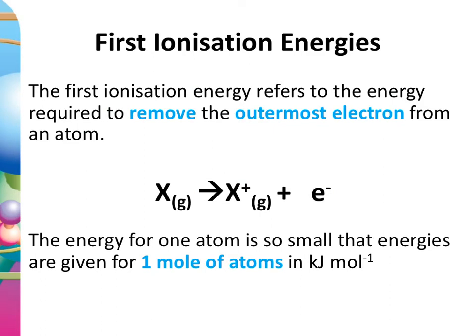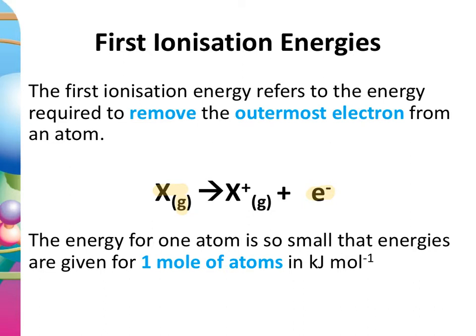Okay, so what do we mean by first ionization energy? We're really referring to the energy that's needed to remove the outermost electron from an atom. That's what's shown in the equation that we can see here. So we have gaseous atoms on the left-hand side, and then we can see that that atom has lost an electron. We've got to keep it in the equation because we're going to make sure that the whole equation is balanced.